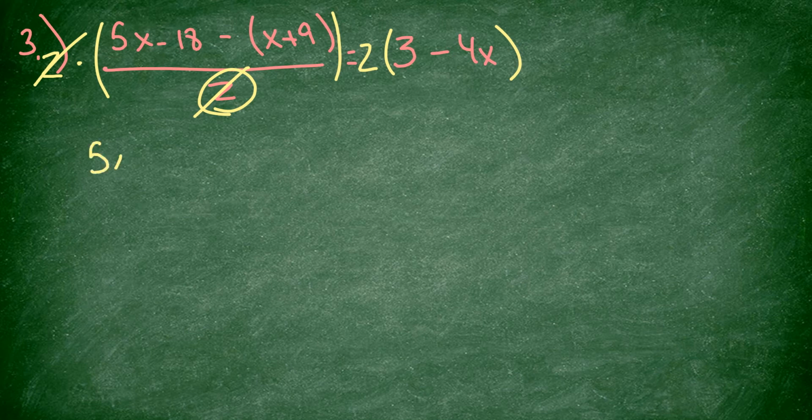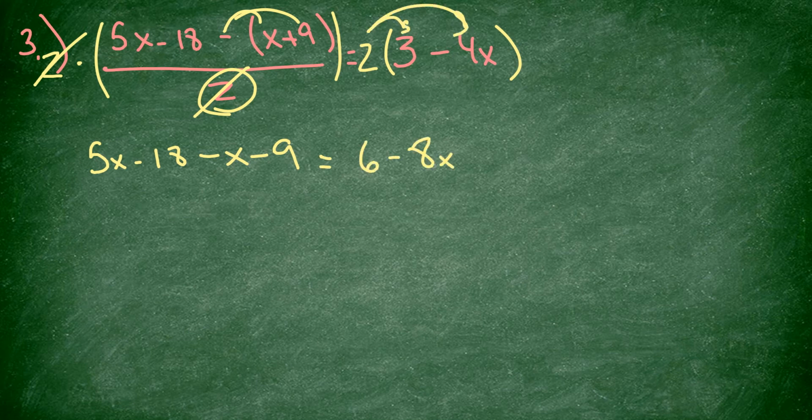So the left side just turns into 5x minus 18. And I'm going to distribute that negative sign. Make sure you take the negative to both, so it becomes minus x minus 9 equals 6 minus 8x. That's because I distributed the 2 like a pizza delivery guy.